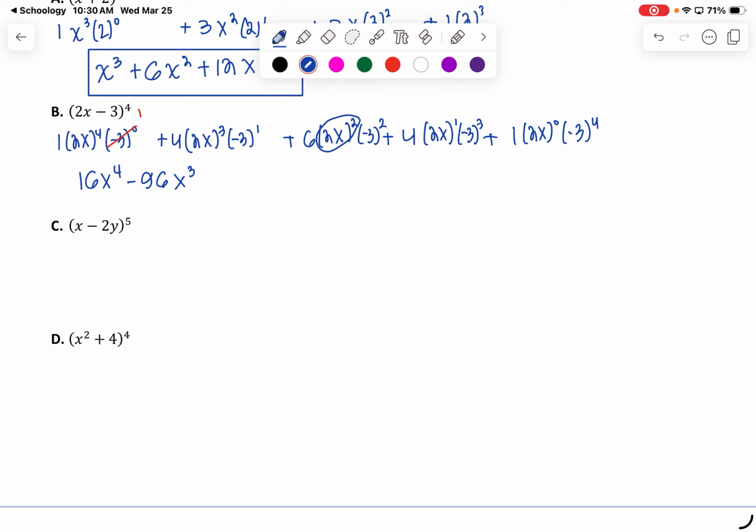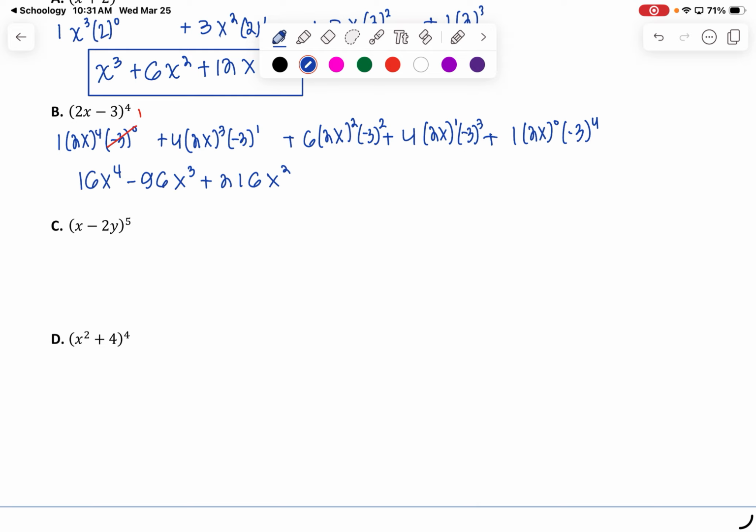2x quantity squared is 4x squared, right? So 4x squared times 6 is 24x squared. And then this is 9. 24 times 9, I don't want to make a mistake here. I'll do it off to the side. Is 216. So we have plus 216. Did I do that right? 9 times 6 times 4. 216. So we have plus 216x squared.